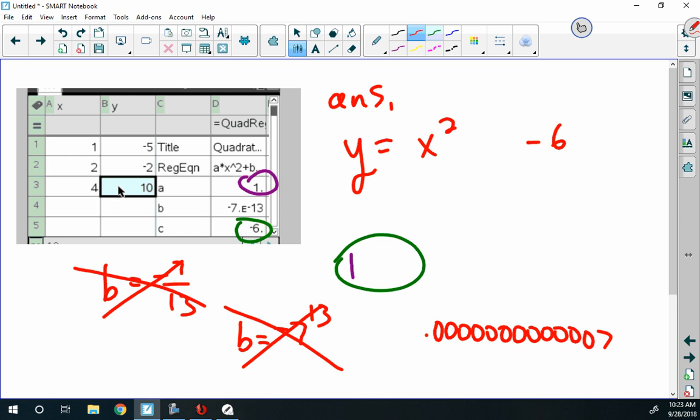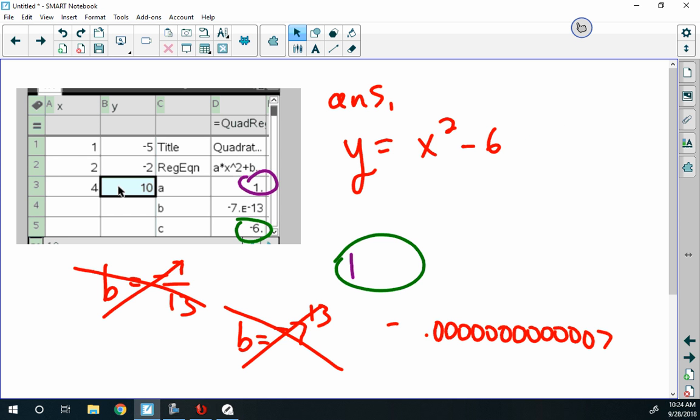What's the real b value? Sarah, I see you shaking your head. What do you think? Well, what's 0.0000000000000007 really close to? It should be negative, yeah. But what's that really close to? What number? It's 0. Our b value is 0. There is no b value. There it is. That's it.